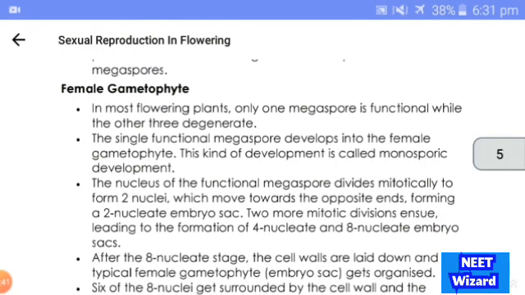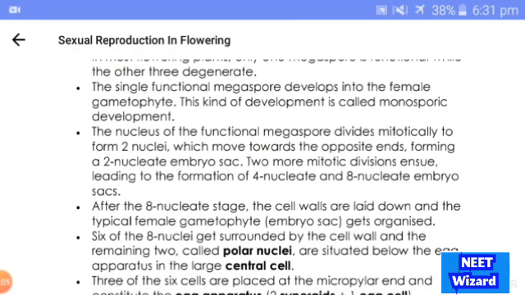The nucleus of the functional megaspore divides mitotically to form two nuclei, which move towards opposite ends, forming a two-nucleate embryo sac. Two more mitotic divisions ensue, leading to the formation of four-nucleate and eight-nucleate embryo sacs. After the eight-nucleate stage, the cell walls are laid down and the typical female gametophyte, the embryo sac, gets organized.